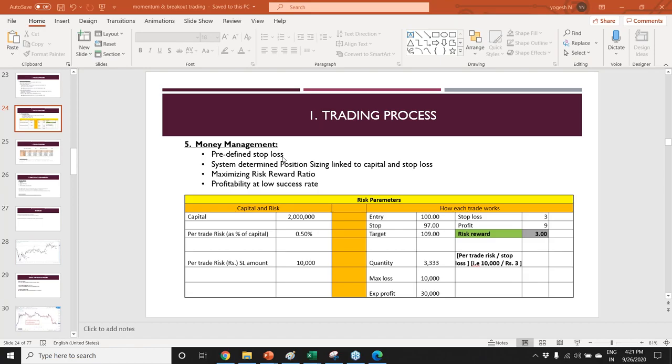From where exactly do we ascertain the target in case of triangle and wedge patterns? I'll show you with an example. In the example I'll cover from where to exit the targets. I'll cover failure patterns also.